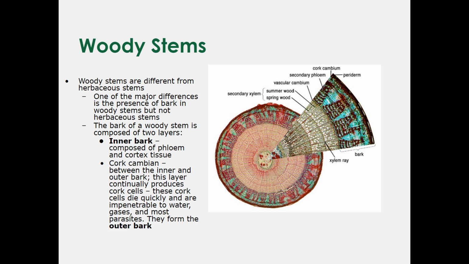Woody stems do differ from herbaceous stems. We looked at the base structure a couple slides back. But if you focus on woody stems, we can look at the two layers that they are composed of, both an inner and outer bark. The inner bark is composed of vascular tissue and cortex tissue, or phloem and cortex tissue more specifically. There's also the cork cambium, which is between the inner and outer bark, and this layer continually produces cork cells that die quickly, and they would be impenetrable to water, gases, and most parasites, and they would form the more protective outer bark that we're more familiar with.